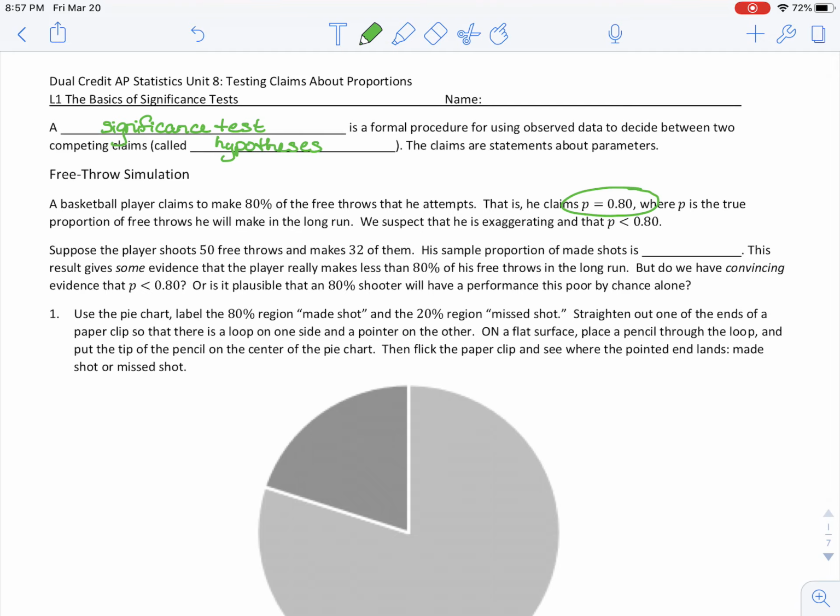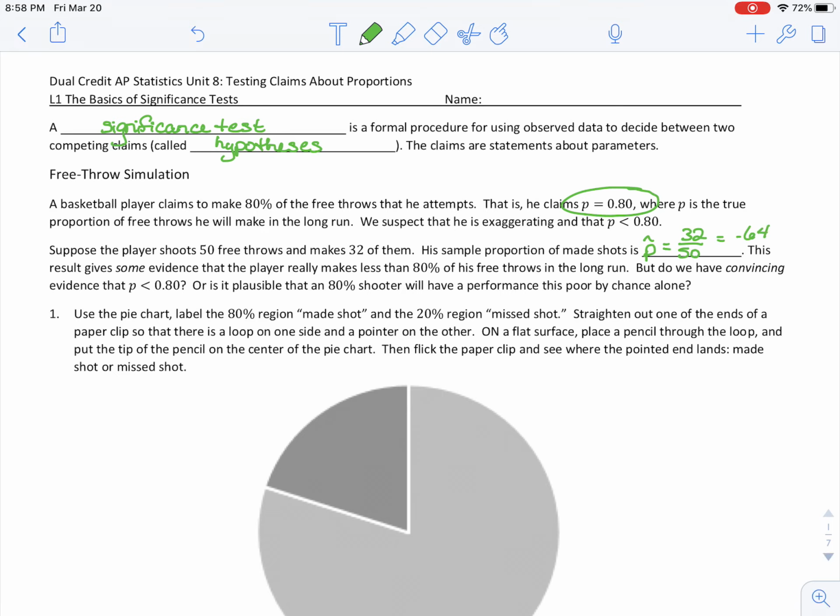So now we need to actually collect some data. We need to get something from a sample. So suppose the player shoots 50 free throws and makes 32 of them. The sample proportion of shots that are made is the P hat value. So if we put 32 out of 50, we would see that he has 0.64.